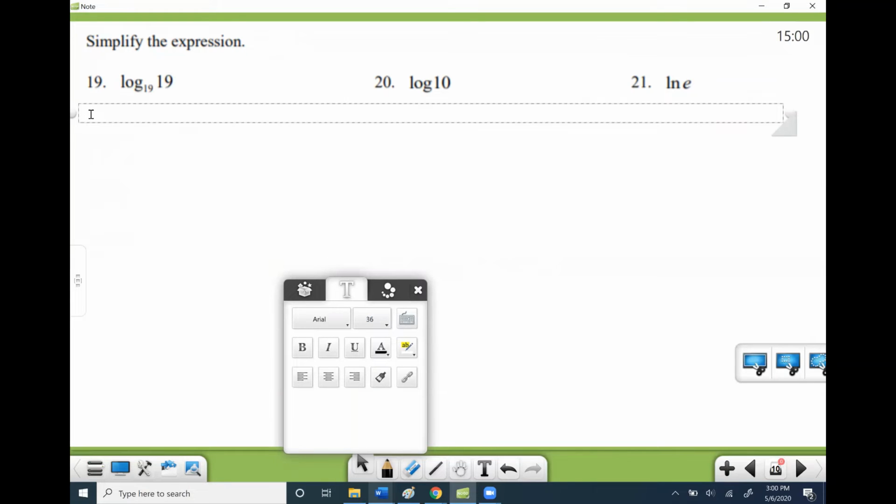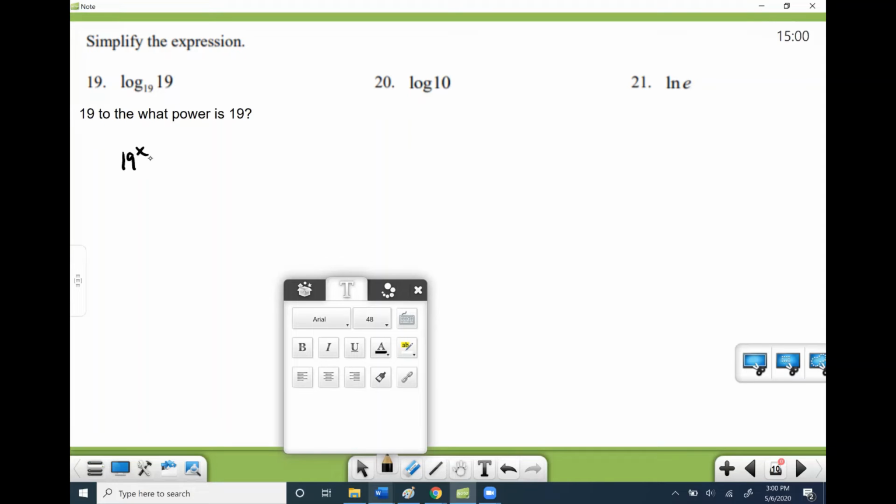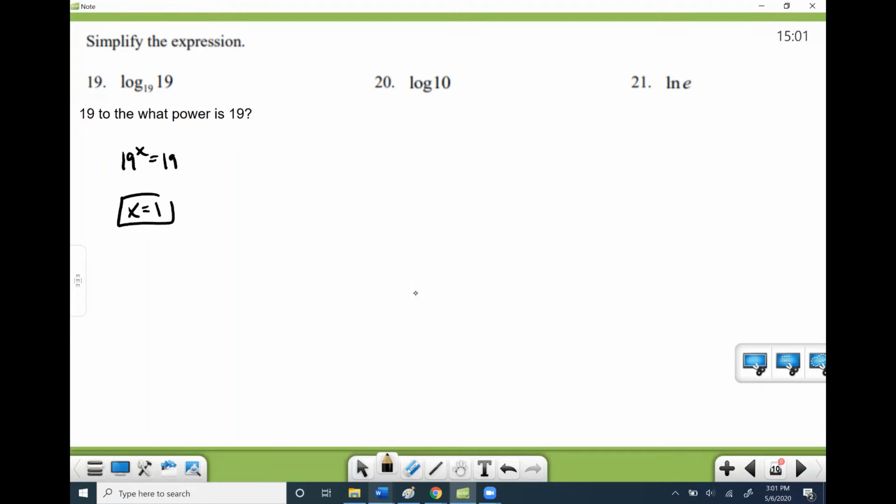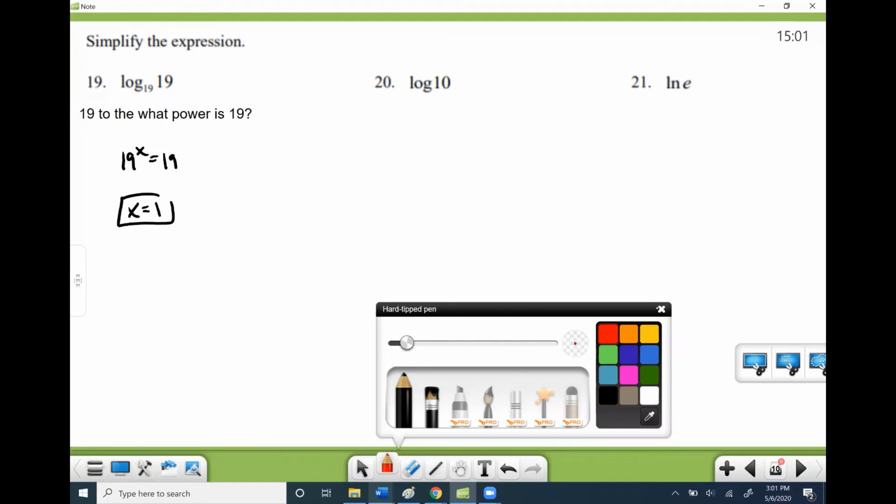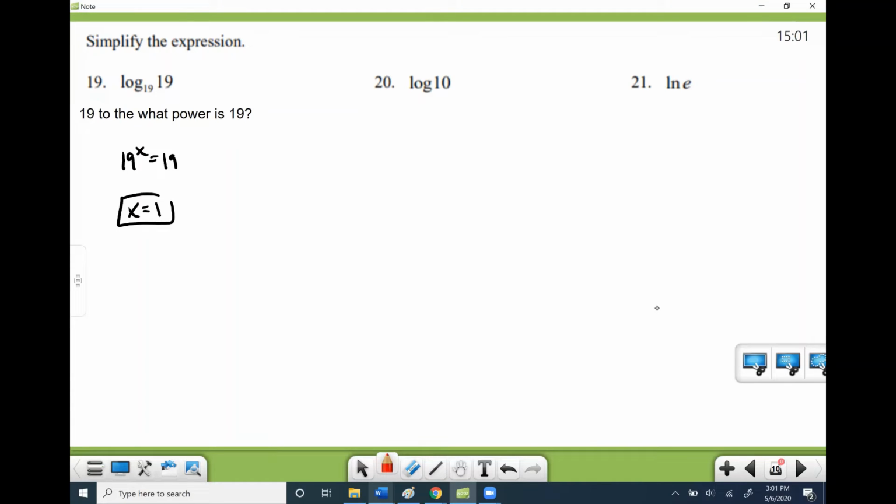So the question here would be 19 to the what power is 19? What do you guys think? Very good. 19 to the what power is 19? Well, that would have to be 1. It's the only way to make it work. Excellent. What's my base on this next one? I didn't write it. Oh, good job.